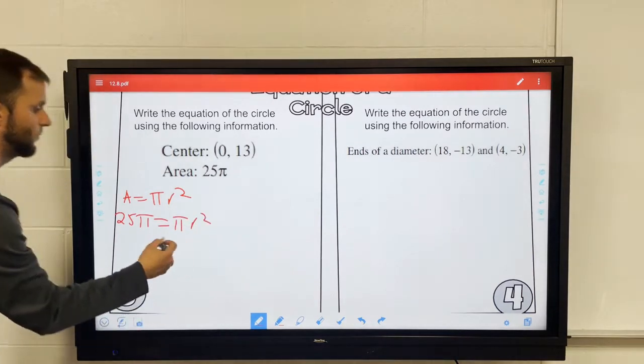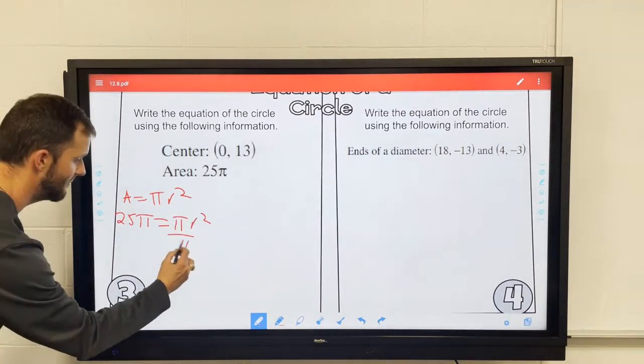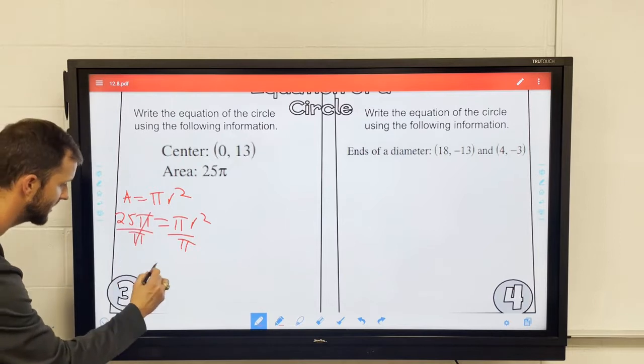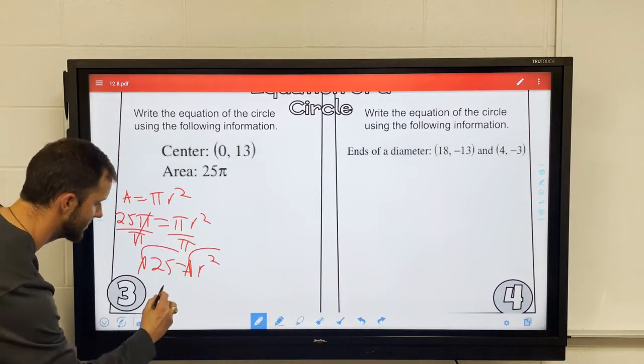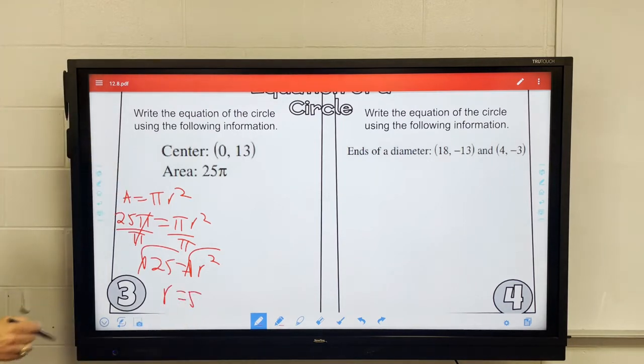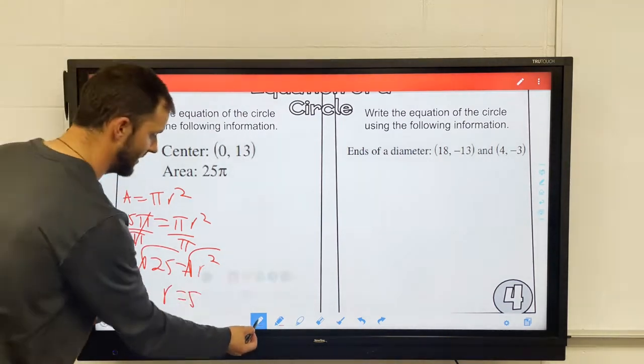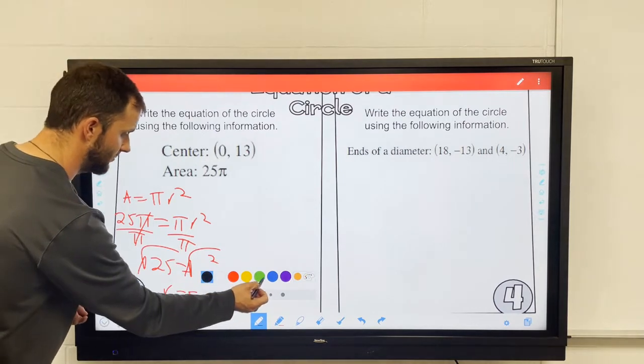Now I need to get the radius by itself. So I'm going to divide by pi on both sides. That's just going to cancel the pi. And then I'm going to take the square root of both sides. So my radius is going to equal 5. Now I have all my information to plug into my formula here, right? Okay, so let's go ahead and plug and play here.